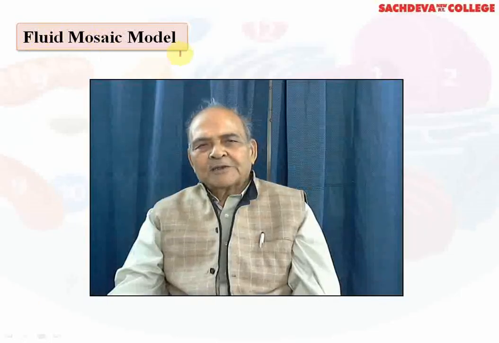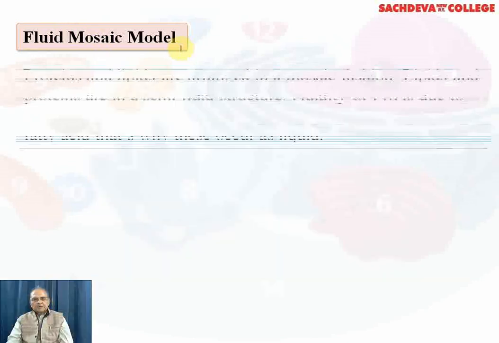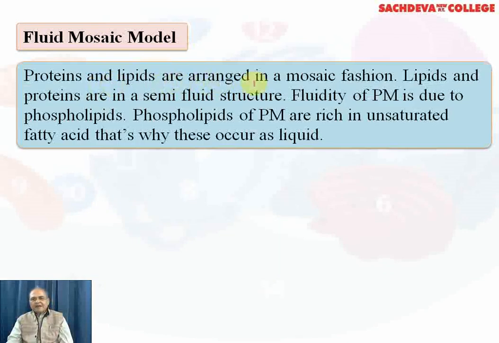Fluid mosaic model. This is the most acceptable model of the plasma membrane. Protein and lipids are arranged in a mosaic fashion. It means, as suggested by Danielli and Davson, that protein is not in the form of a continuous sheet, but is arranged in a mosaic fashion. Lipids and proteins are in a semi-fluid structure.